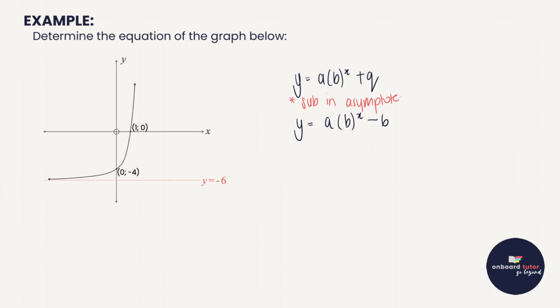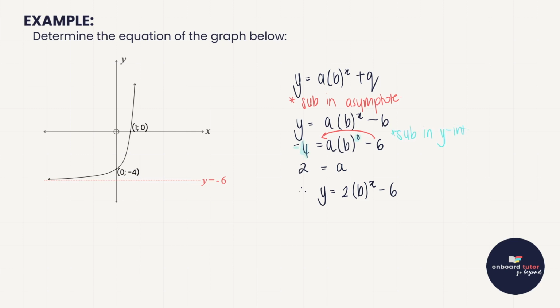So in the place of y, minus 4 is equal to a times b to the power of 0 minus 6. Okay, that actually, a times b to the 0 is a times 1, so just a. If we move the minus 6 over, we end up with positive 6. So minus 4 plus 6 is 2. Okay, so that means we now know that we've got an equation that says y is equal to 2 times b to the x minus 6. And that leaves us then with one more point to sub in.